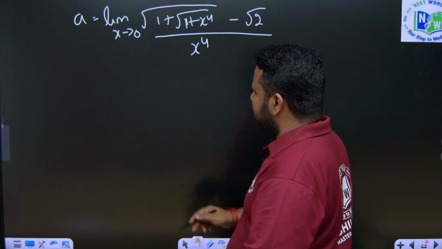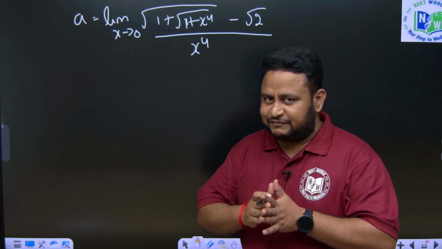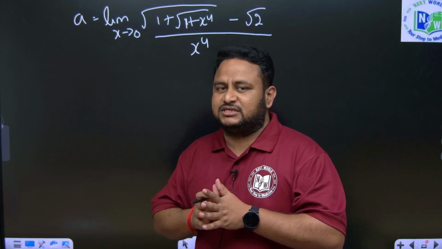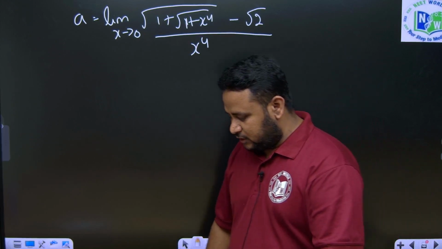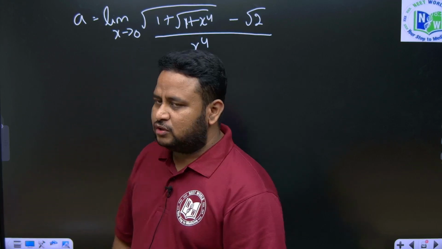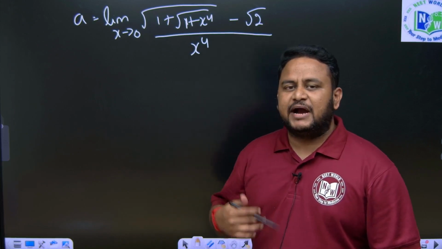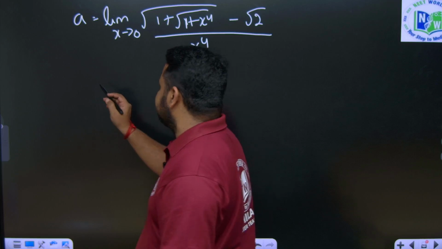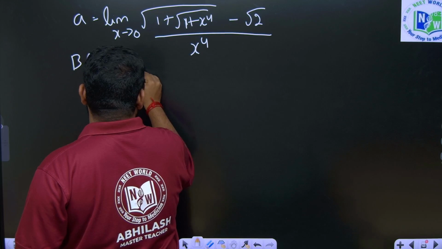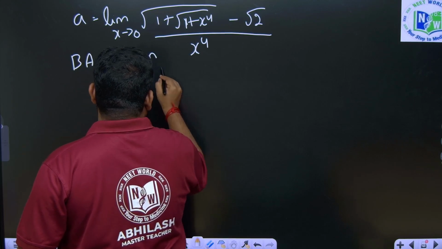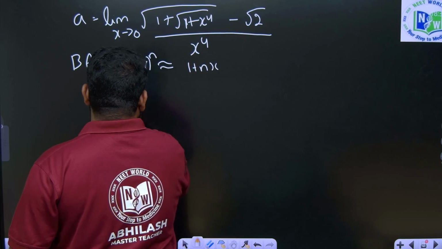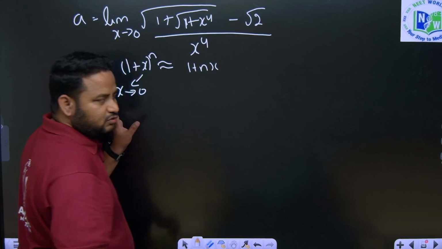Now looking at this, since there is a square root, we will do rationalization, correct? But also in the previous class, I told you wherever possible we can avoid rationalization, because it is a little time consuming. So what we were doing was using binomial approximation, BA. We write 1 plus x to the power of n is very close to 1 plus nx, as x tends to 0. This is what we learned, correct?